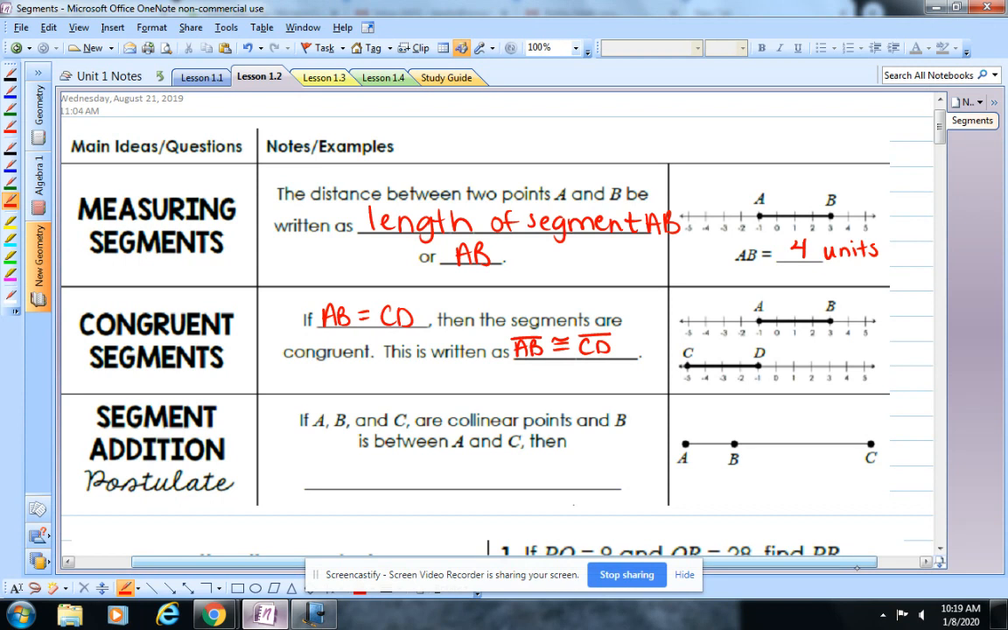The segment addition postulate basically says if I have a point that's between 2 other points, then the 2 smaller segments add together to equal the length of the larger segment. So basically, the length of AB plus the length of BC equals the entire length of segment AC.